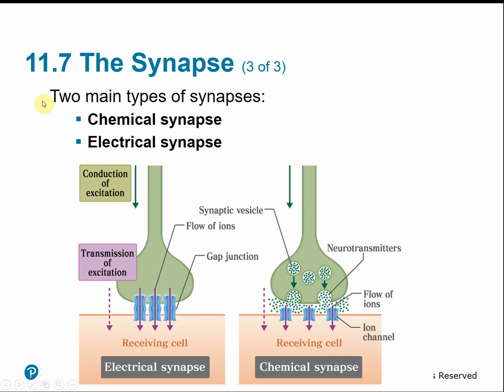There are two main types of synapses, or information transfer methods. We can transfer this information via a chemical synapse or an electrical synapse. A chemical synapse is going to use neurotransmitters, communicating with chemical signals, whereas an electrical synapse is going to utilize gap junctions and transmit that electrical signal directly to the receiving cell.